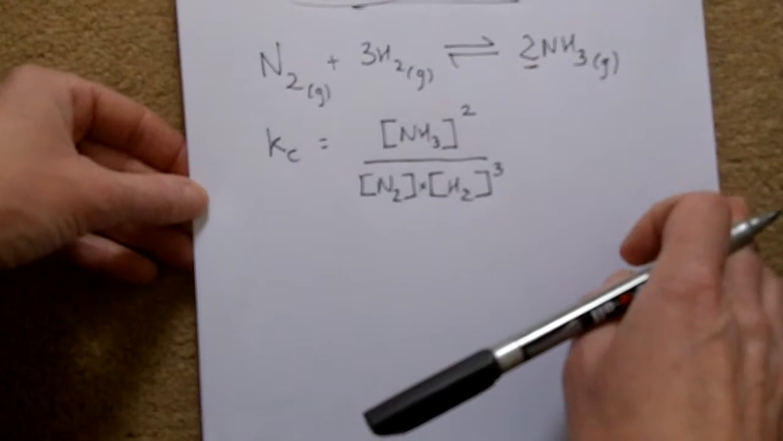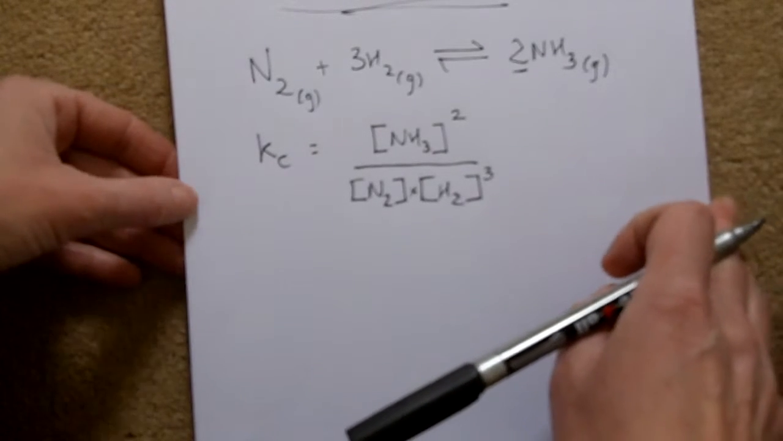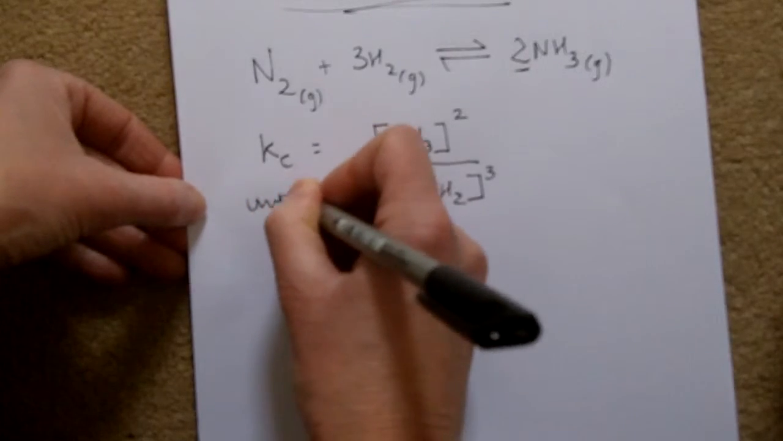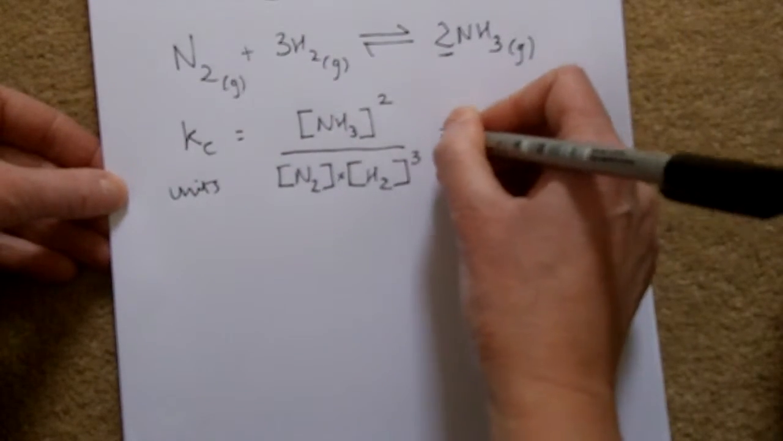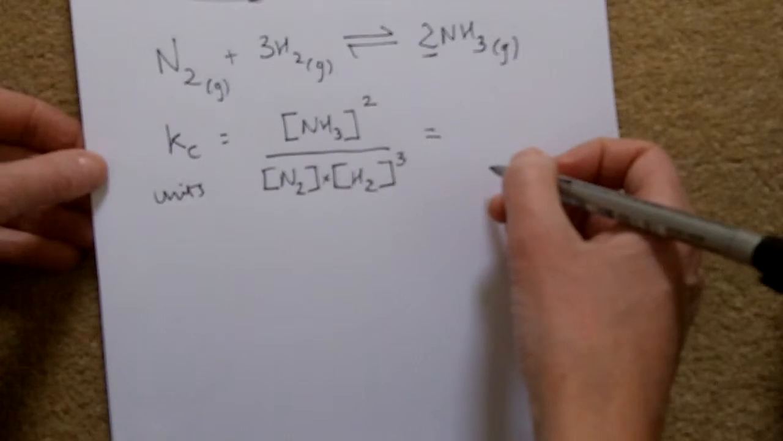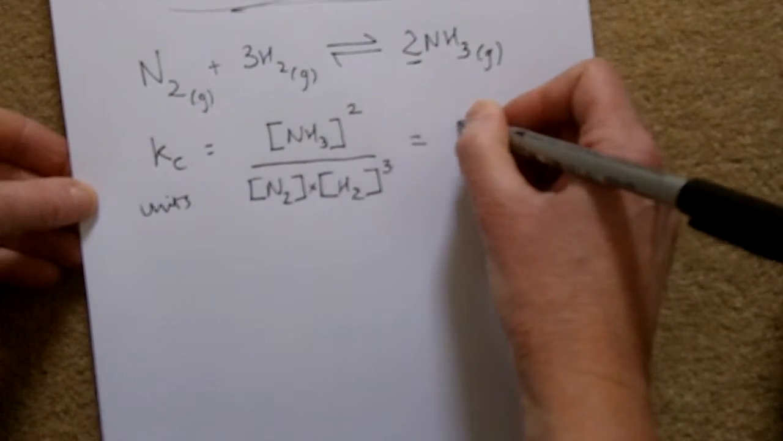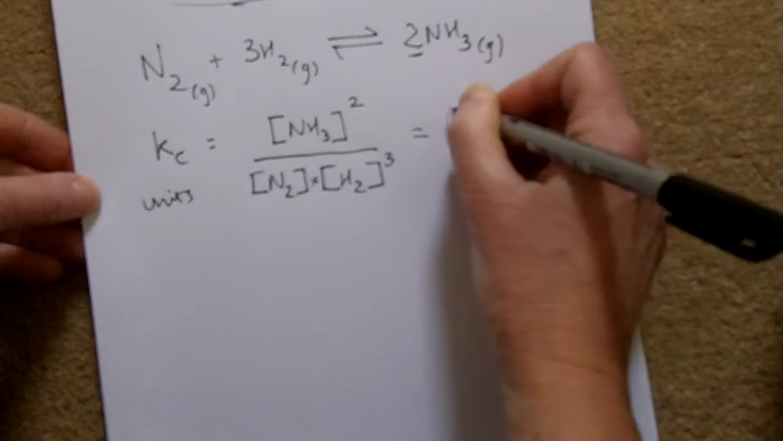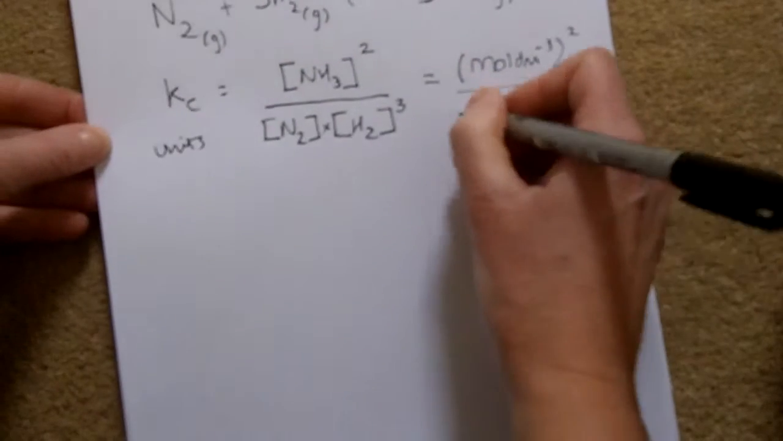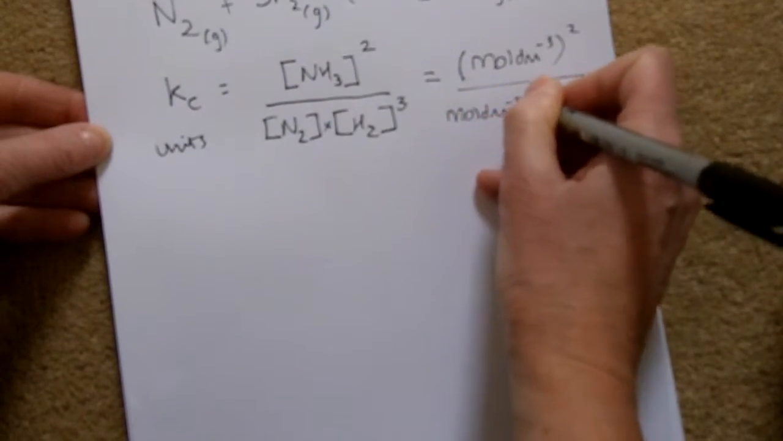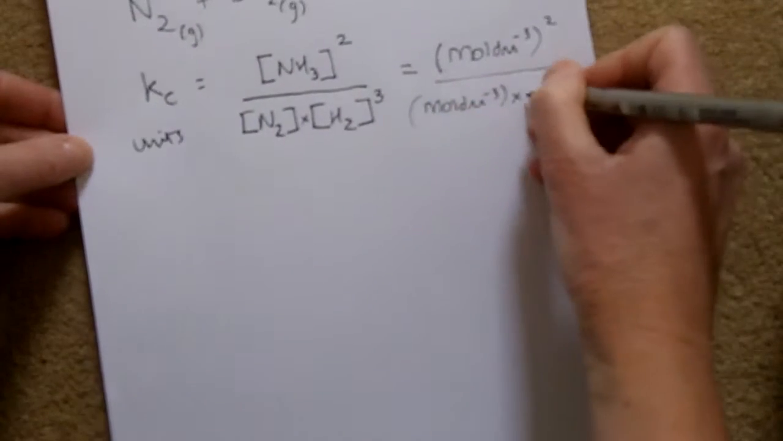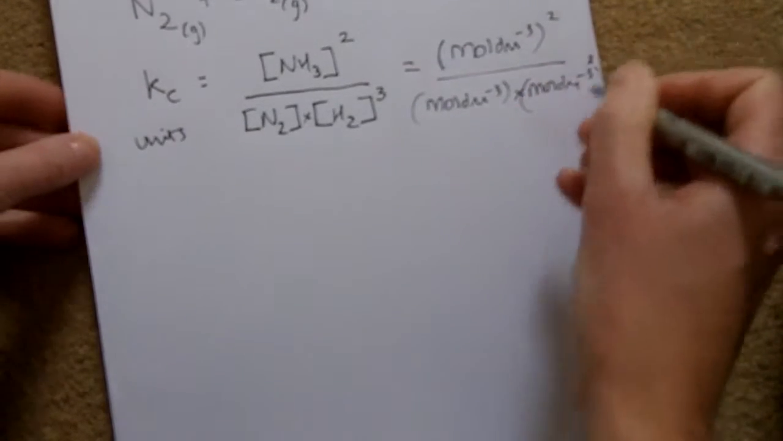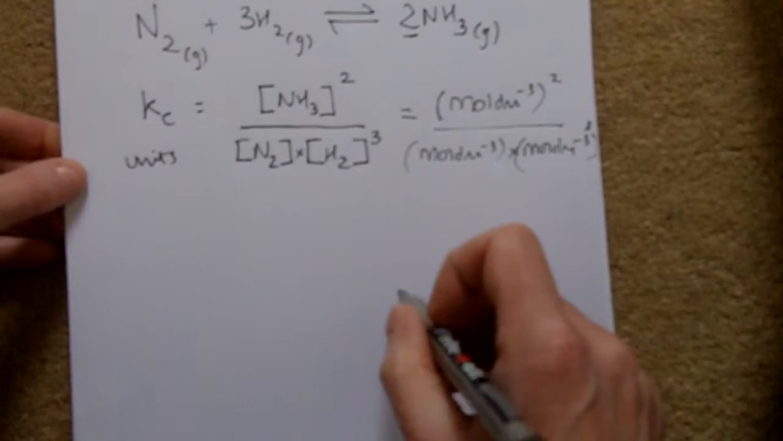When you work out the numerical value of Kc, you have to work out the units. Each time the units have to be worked out. Okay, so when you work out the units, you just do the calculation again, but use units this time. So this is concentration squared over concentration times concentration to the power 3. So you just do it again, but you put the units in.